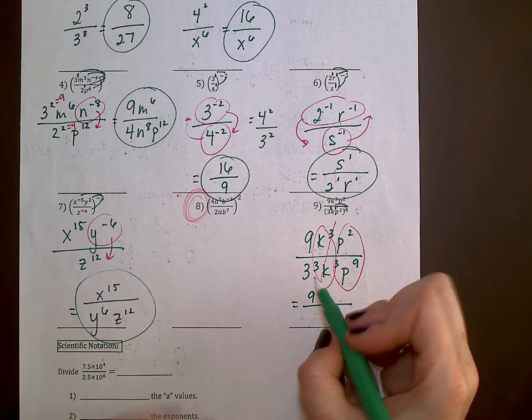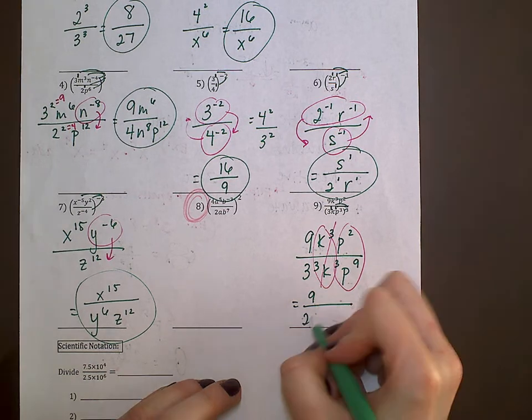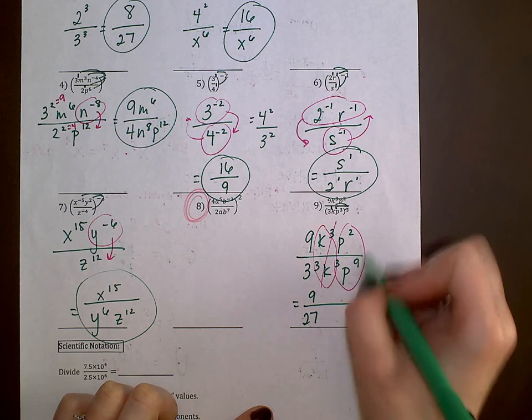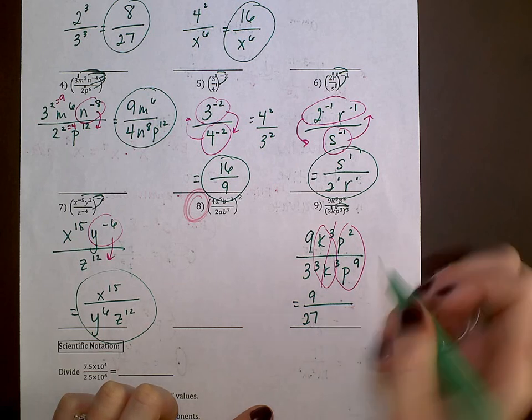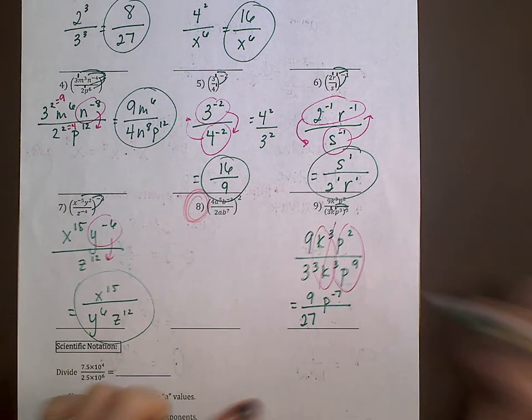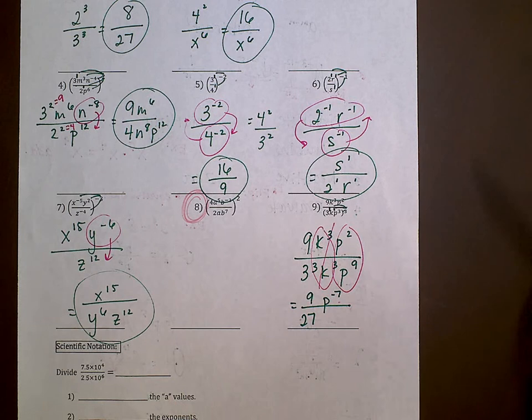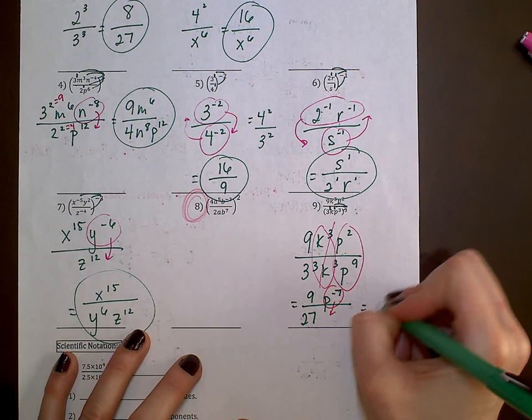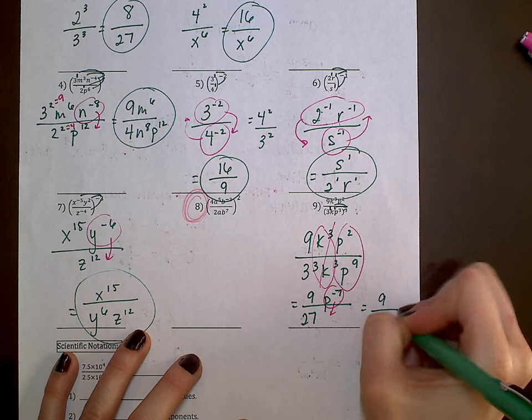On the bottom, 3 to the third is 27, so I'm going to rewrite that. And then p's here, 2 minus 9 is negative 7. You always write that on top after you do the subtraction property. Then I'll move it down to the bottom. So this would be 9 over 27 p to the 7.